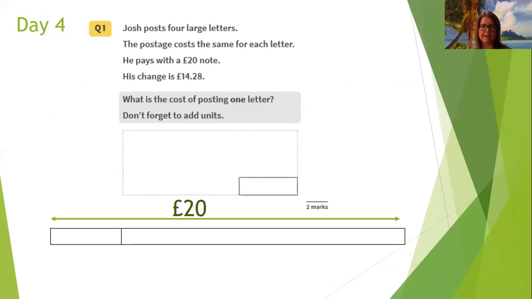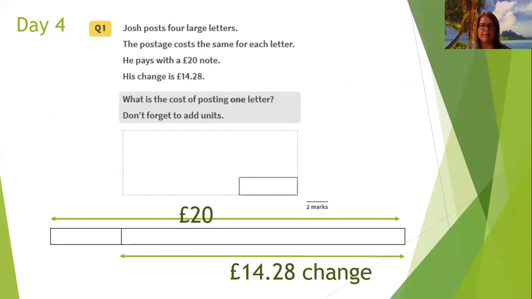So we've got £20 there. I've decided to do a bar model today. So I'm showing my £20. And I'm thinking about the fact that he gets £14.28 change. So we need to take away the £14.28 to find the cost of 4 parcels or 4 of his large letters. So that will be the first thing we'll do. We'll take £14.28 off the £20. But then when we've done that, that won't be the full answer because we need to divide that by 4. If you look there, the green section is what 1 parcel is. So let's get started with £20 to take away £14.28.